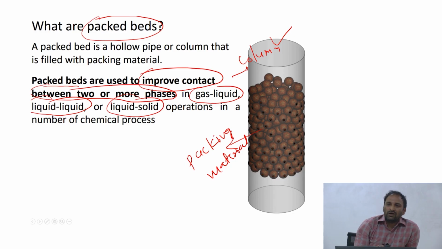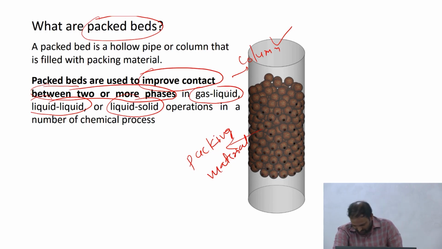There are a lot of cases in chemical industries where you come across different fluids that you want to be in contact, either liquid liquid, liquid solid, or gas solid. So in such cases, people make use of these devices to ensure that there's a proper contact between different phases.